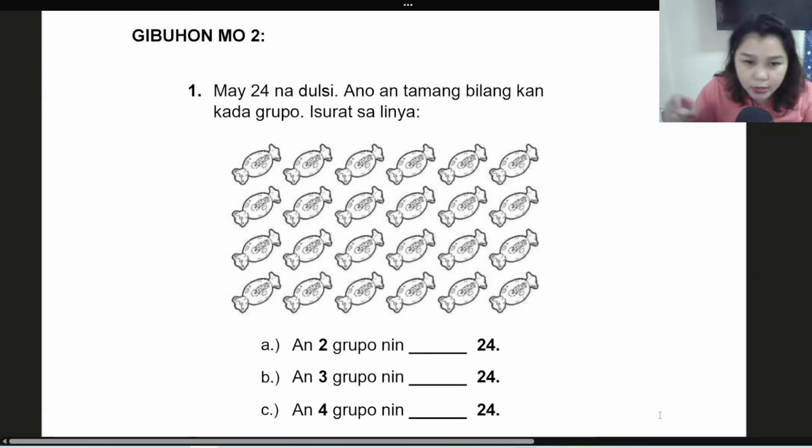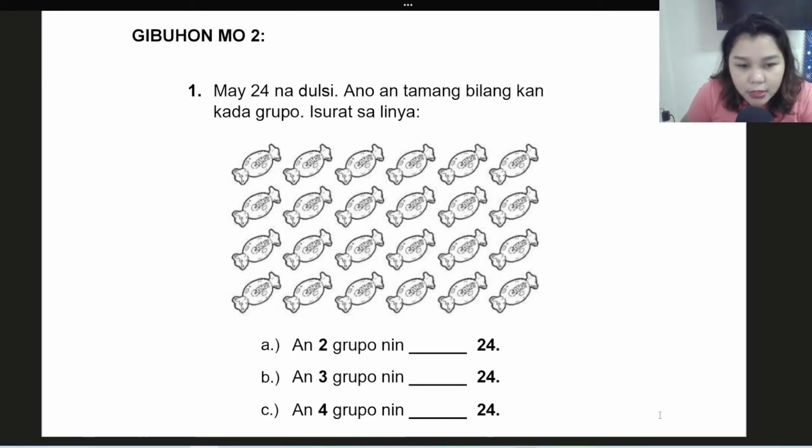Okay, so you distribute this into two groups. So, 1, 2, tapos 1, 2, until you can group them into two. Then, you count kung ilang yung nasa group, and that will be your answer for A.